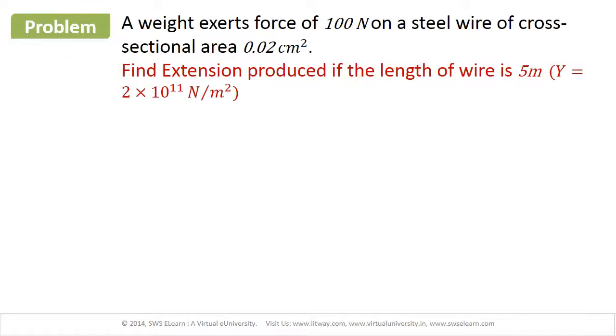Problem: a weight exerts a force of 100 Newton on a steel wire of cross-sectional area 0.02 centimeter square. Find the extension produced if the length of the wire is 5 meter. The Young's modulus Y is equal to 2 into 10 raised to 11 Newton per meter square.